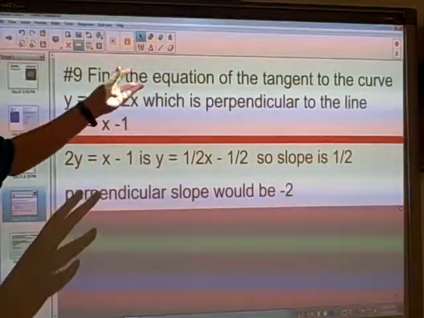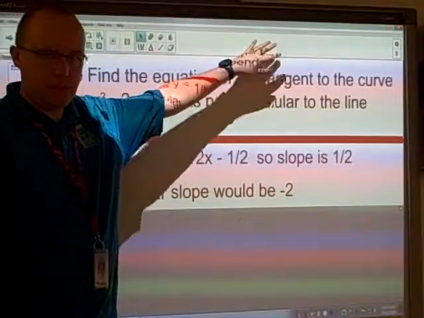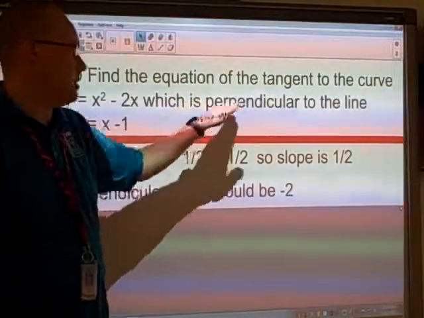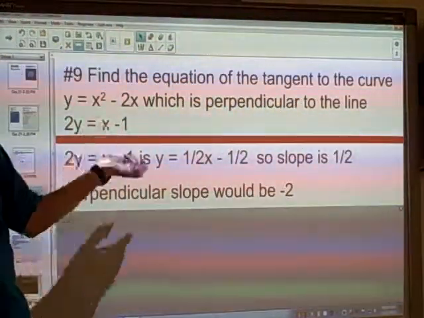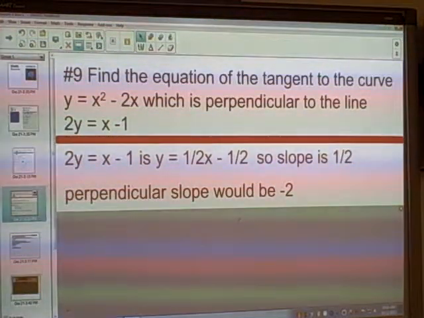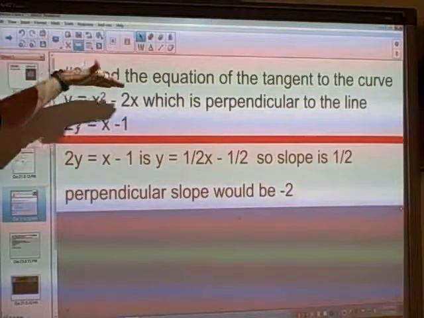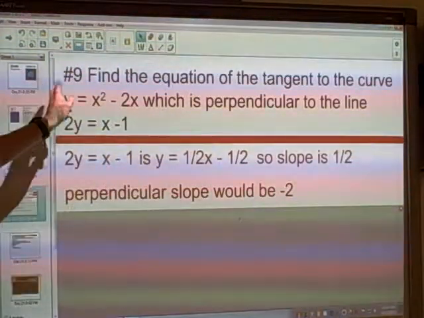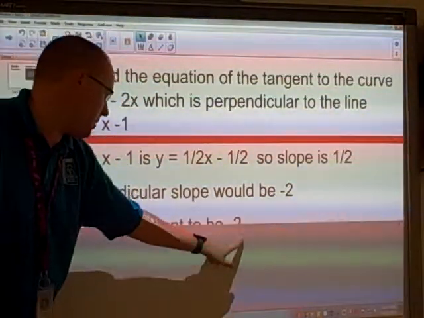Now I know it's sort of confusing for this one because for a tangent we don't do the negative reciprocal, but for this part it says it's got to be perpendicular to this information. So that's why we did the negative reciprocal there. So we want to know when the slope of this is going to be -2. So to find the slope of this, we're going to differentiate.